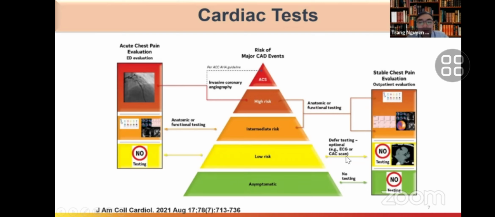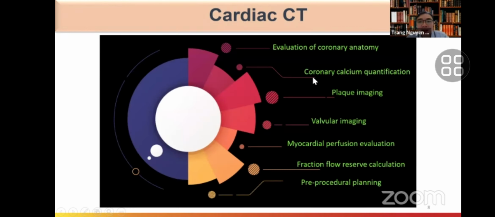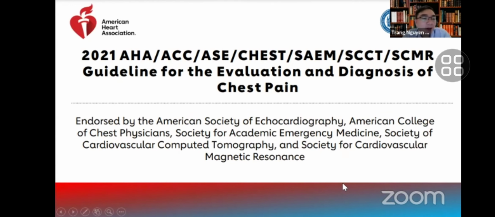And here we can see that, with the previous presentation, we can use the cardiac CT for low risk or intermediate risk. Together with the coronary calcifications, we can evaluate the coronary anatomy and the plaque imaging. Besides, we can have further information about valvular imaging, myocardial perfusion, or FFR, the fractional flow reserve, and pre-procedural planning right now. For example, we can implant the aortic valve percutaneously.